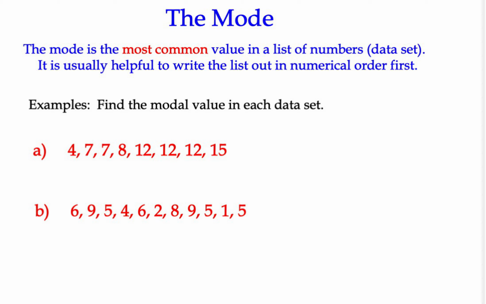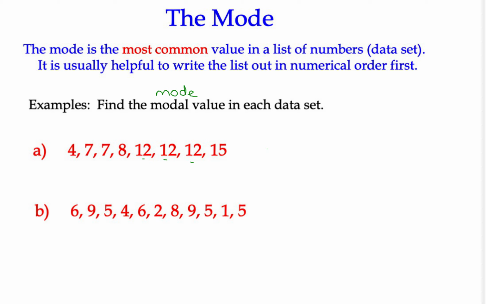So for example, here we're asked to find the modal value. That's that use of that extra wee word modal, so remember that just as another word for mode, we're looking for the mode. So in the first example here, we actually have all the numbers in order. We can see there are two sevens and there are three 12s. All the others have one value each. So it's quite clear here that the mode is 12.